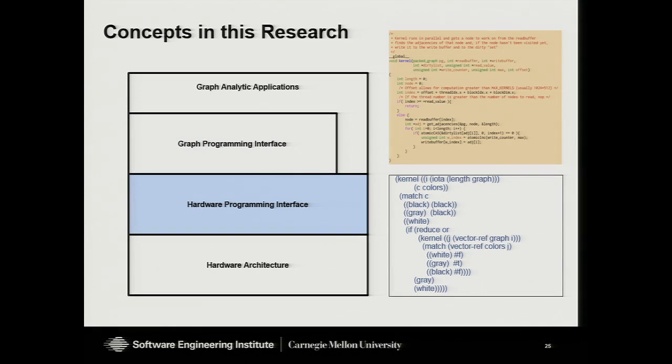Then there's the hardware programming interface, which is what is the mechanism by which the developer can interact with the hardware? What is the software primitive that's presented to the developer? In these two examples, I have CUDA, which is NVIDIA's library for interacting with their GPUs. And I also have a high-level functional language, which we've been researching.